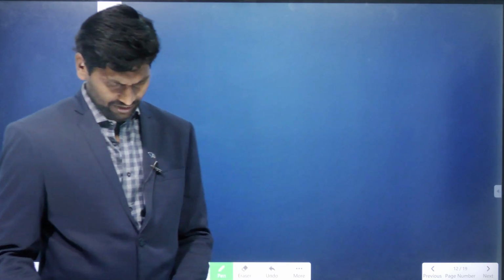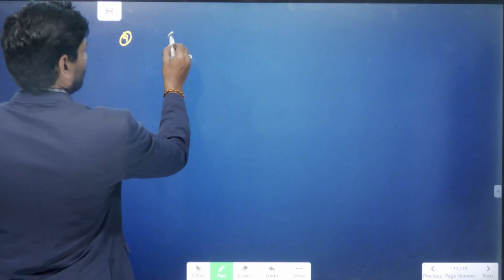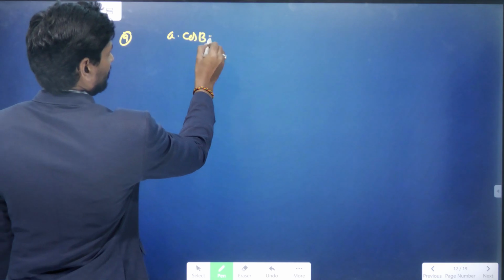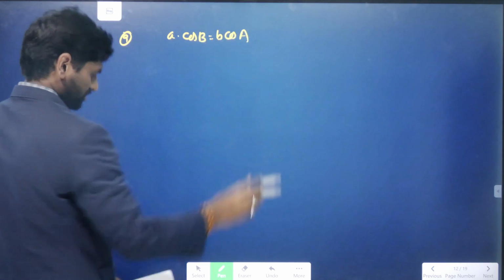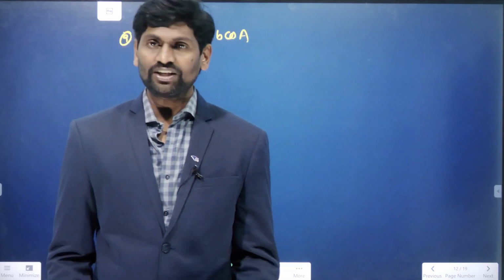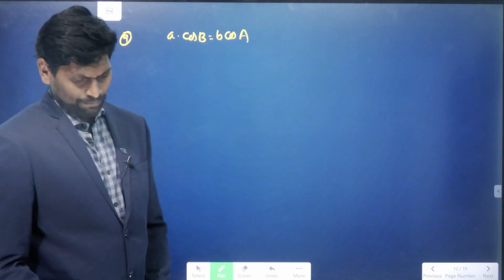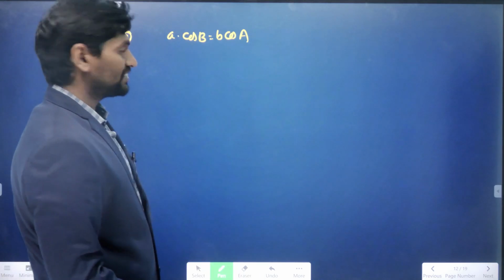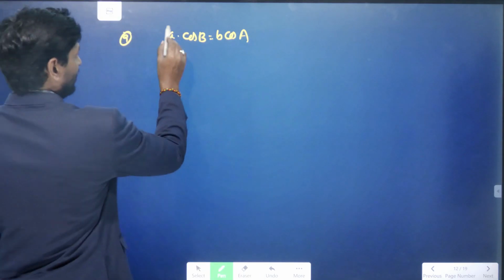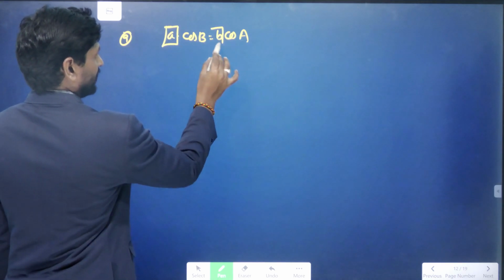Problem number 9. Given that in triangle ABC, A cos B equals B cos A, we should find the value of that. Here also I am applying the sine rule in the place of A and in the place of B.